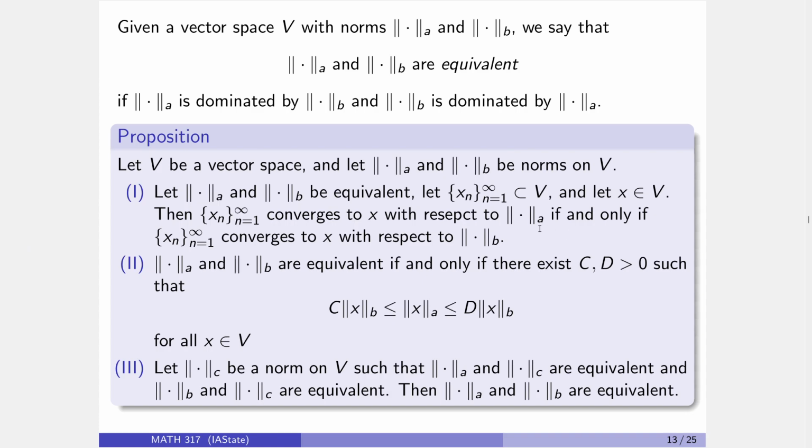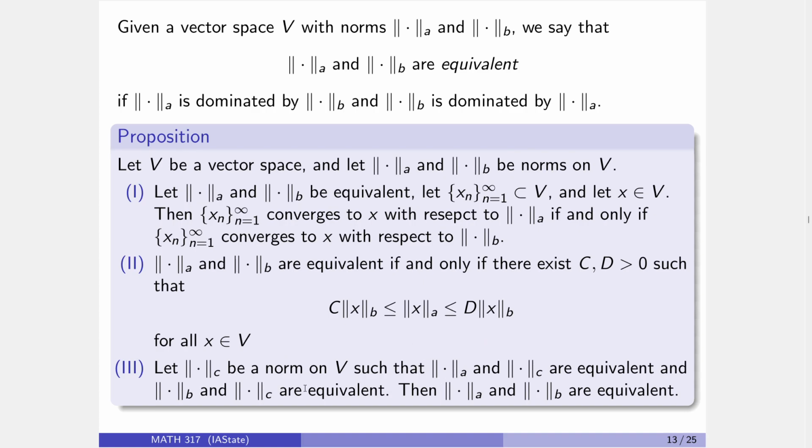Alright, so here are some properties of equivalence that we're not going to prove in the video. It is in the notes, but here we see that if norms are equivalent, then convergence with respect to norms doesn't really matter, because if the norms are equivalent and you converge, it doesn't matter which norm you're doing the convergence with, you're always going to converge to the same thing.